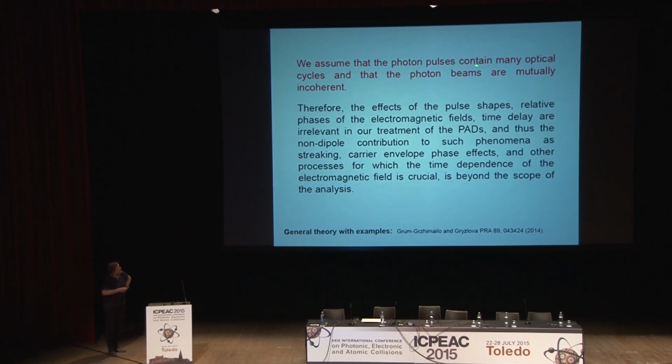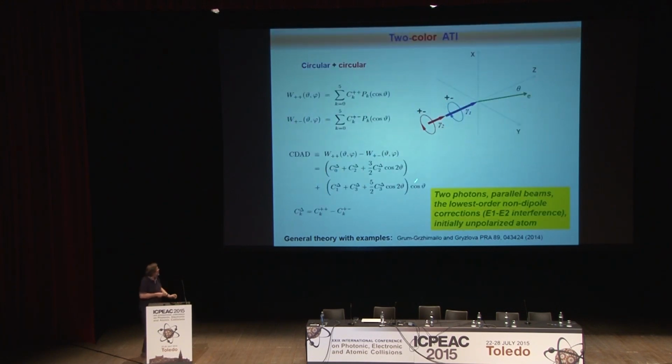We assume that the photon pulses contain many optical cycles and that the photon beams are mutually incoherent. So this is just the first step. Therefore, the effects of the pulse shapes, relative phases of the electromagnetic fields, and time delay are irrelevant in our treatment of the photoelectron angular distributions. Thus the non-dipole contribution to such phenomena as streaking, carrier envelope phase effects, and other processes for which the time dependence of the electromagnetic field is crucial is beyond the scope of the analysis. This is the first analysis. It was published recently, and here are a couple of examples.